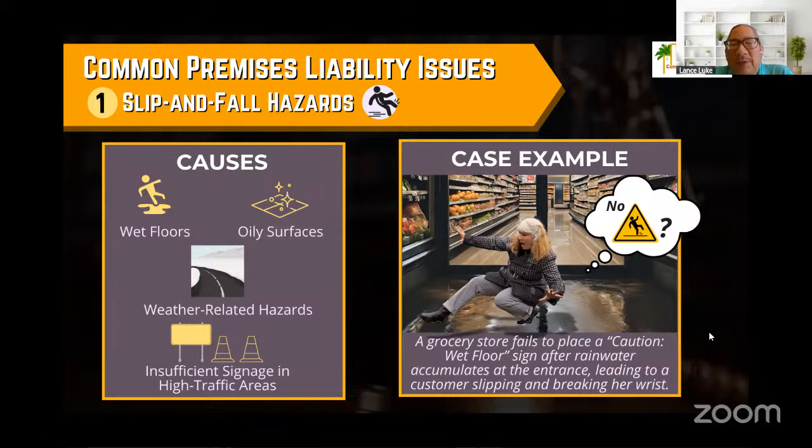Okay, here's an example. A grocery store fails to place a caution wet floor sign after rainwater accumulates at the entrance, leading to a customer slipping and breaking her wrist. So these grocery stores and hotels and all these other areas where you have public coming in, especially when it rains and you know it's wet out there, you gotta check your entry to your store. You gotta walk around and make sure that there's no wet areas where people can slip and fall.